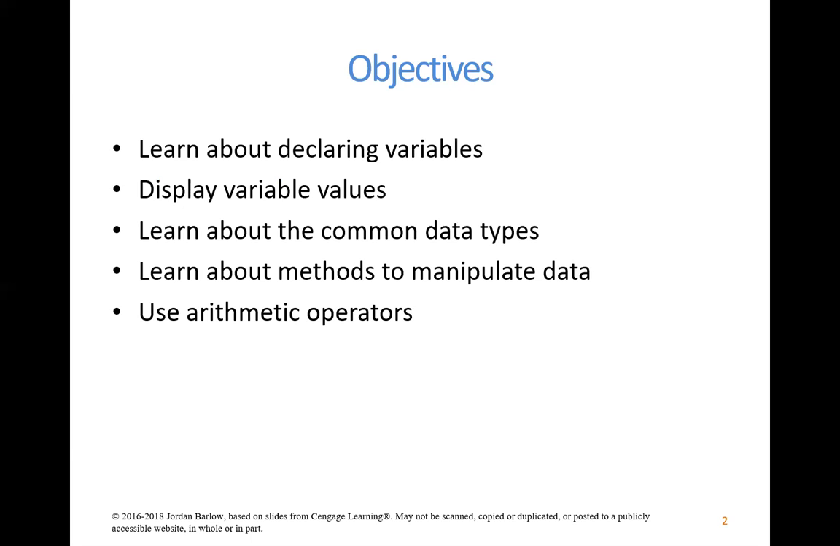All right, so what we want to learn in this chapter is about how to declare variables and display the variable values. We're going to talk about several different common data types, and the videos are kind of broken up. One of the videos is about numeric, one of them is about string, one of them is about Boolean. We're also going to learn about methods to manipulate data, so changing the format, changing between data types, and then we're also going to briefly touch on the arithmetic operators: adding, subtracting, multiply, divide, and modulus.